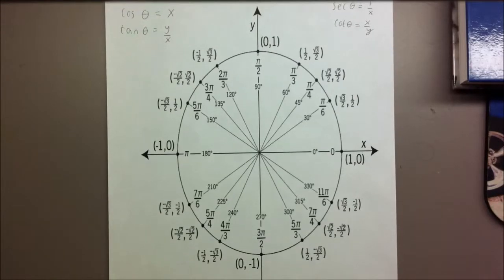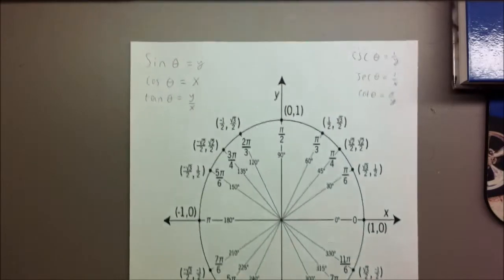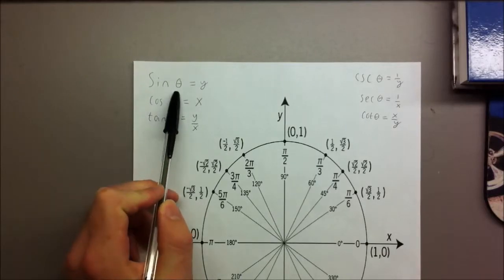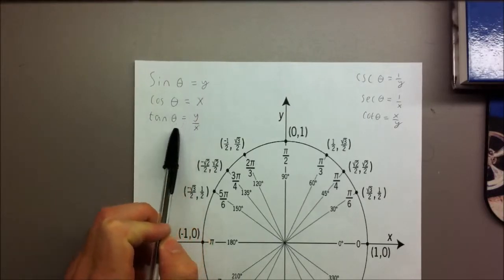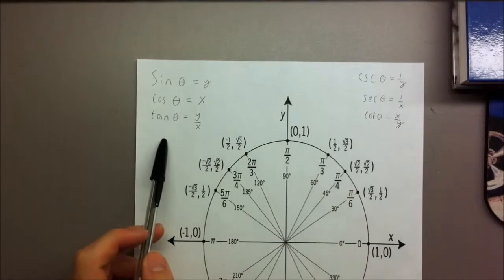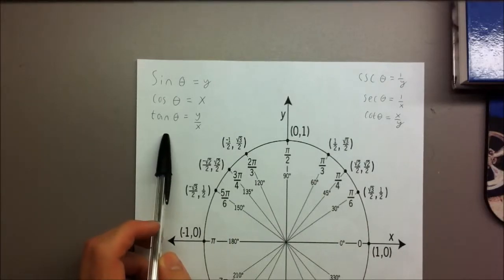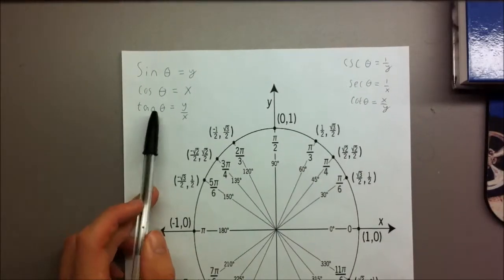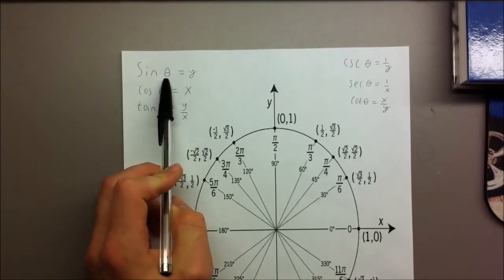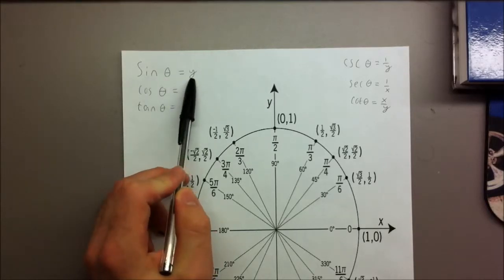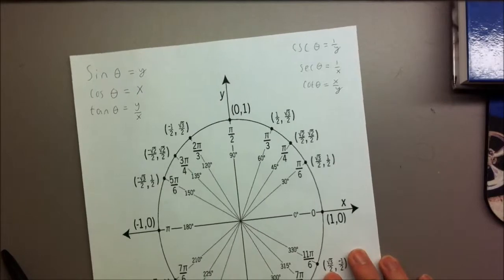So how do you do that? Well, let's look at the formula here. We have sine of theta equals y, and you can just memorize all 6 of these formulas. They're not hard to memorize at all. So let's first just look at sine of theta. So we have sine of theta equals y. That's the formula. So what does that mean?